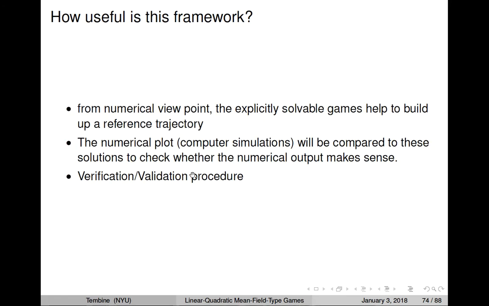Now, as I said, this method can be used as a verification and validation procedure as well as from a numerical point of view, because the explicit solution helps you derive an approximate reference trajectory. So if your numerics doesn't look like that, then you need to optimize your numerics because it's not giving the solution and so on. So it should work first for this setup where the solution is explicit, and then deviate a bit with approximations of those and see how far the numerics goes beyond the non-quadratic setup.